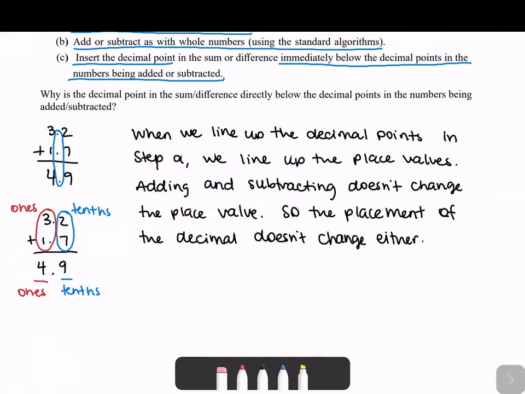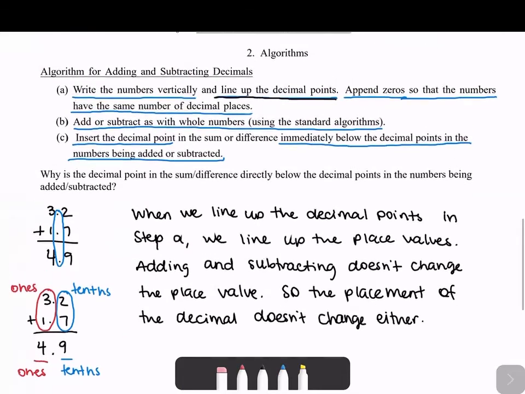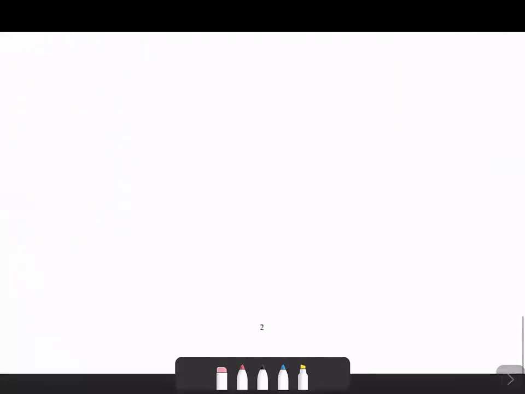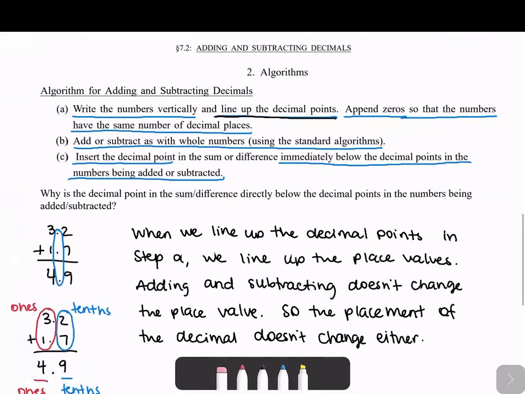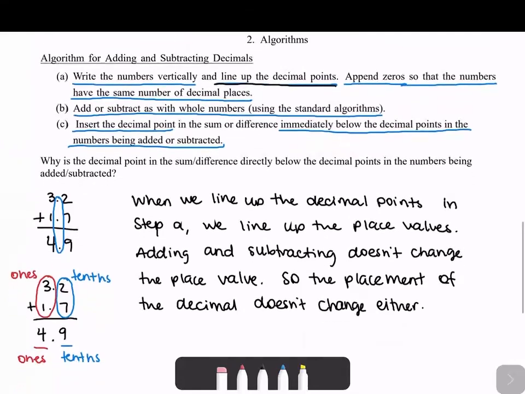Okay, so this is actually all I have to say about algorithms for adding and subtracting decimals. You can see the rest of the page is empty. That's because I know that you all know how to add and subtract decimals, so I'm not going to show you a bunch of examples. I just wanted to talk about the algorithm and the specific things in it that were a little bit different that you may not have thought of, like why we put the decimal point directly below the decimal point.